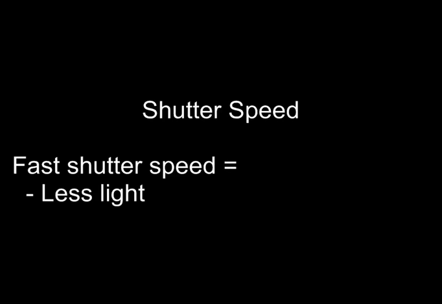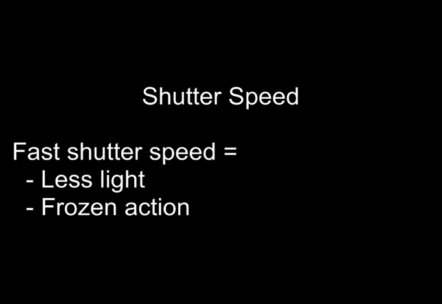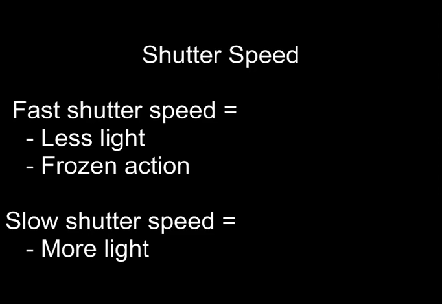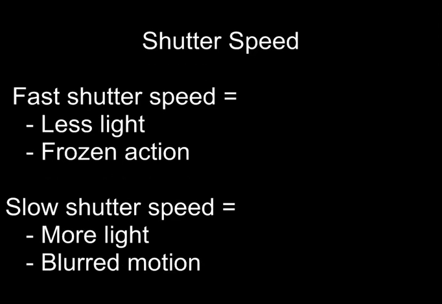Okay, so shutter speed. Let's review. A really fast shutter speed lets in less light and freezes the action. And a really slow shutter speed lets in a lot more light and lets the action show up on the photo in a blur.